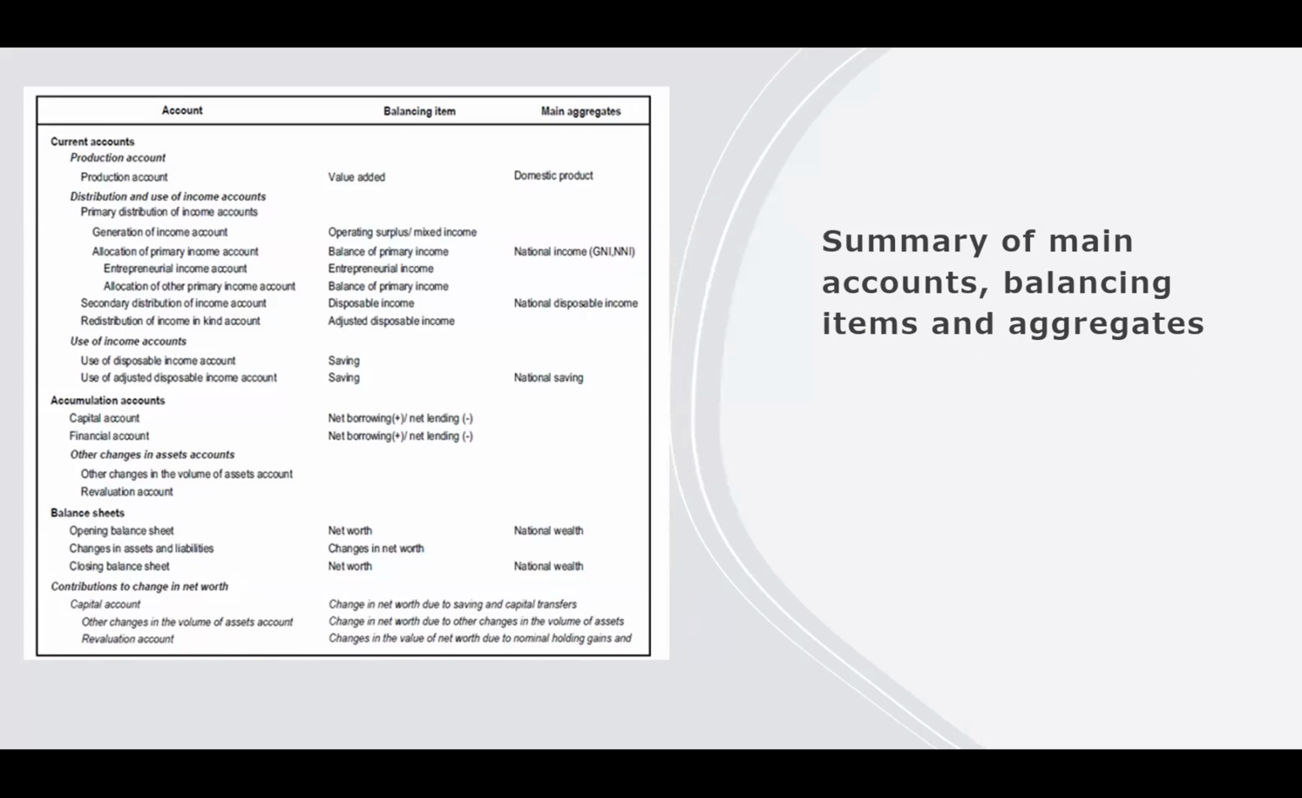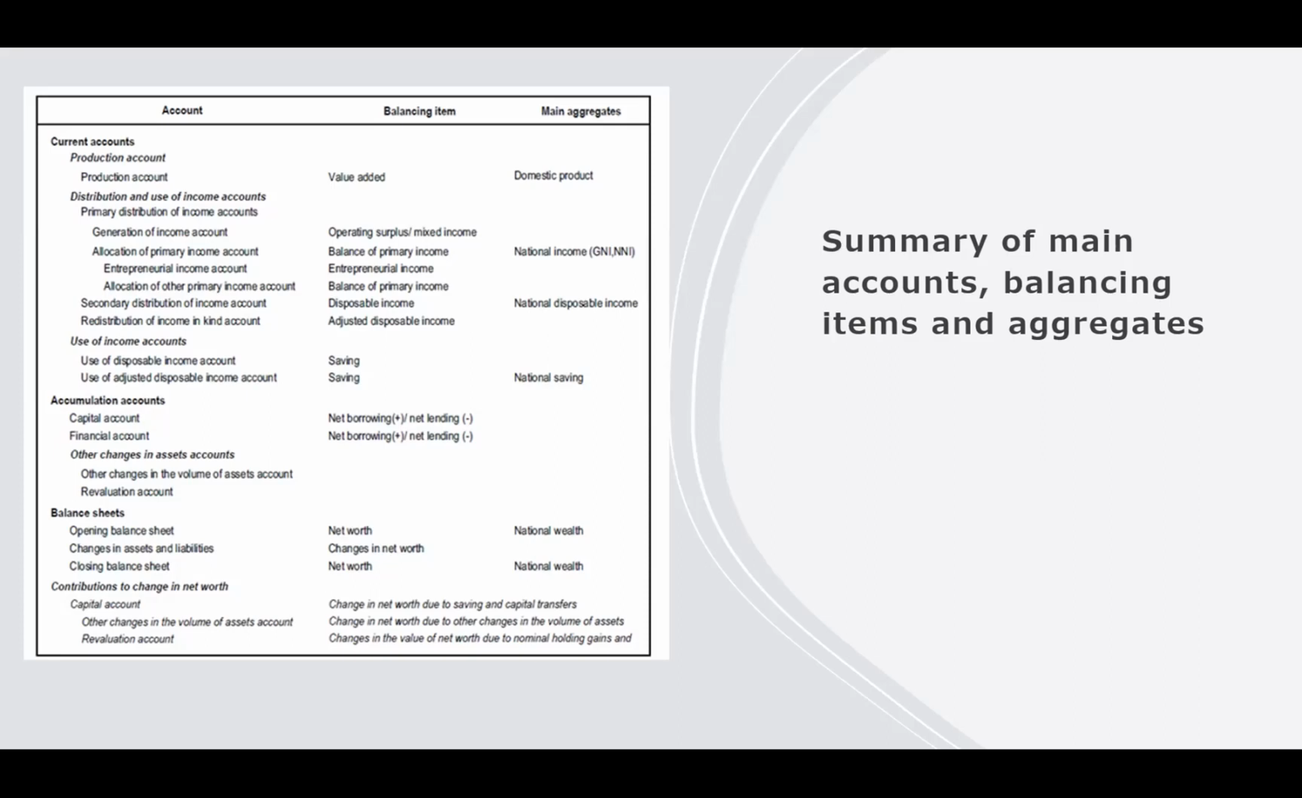Yes, this table shows the summary of main accounts, balancing items, and aggregates. We can see here the main accounts in sequence of accounts. So current accounts, accumulation accounts, and balance sheets. Under current accounts, we have production accounts and distribution and use of income accounts. And you can also see the sub accounts here.